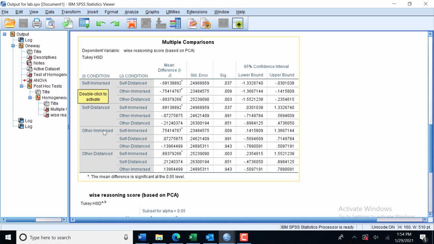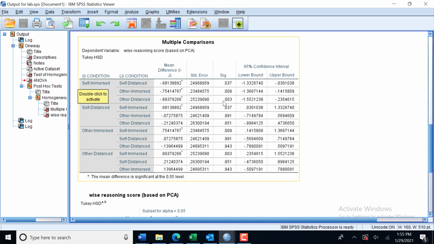If we look at other immersed, we already know that it's different from self-immersed, but how about the other two conditions? If we look over here, we see they're higher, same thing with other distanced. Comparing to the other groups, no difference. So all we really need to discuss is this self-immersed comparison to the other three conditions.